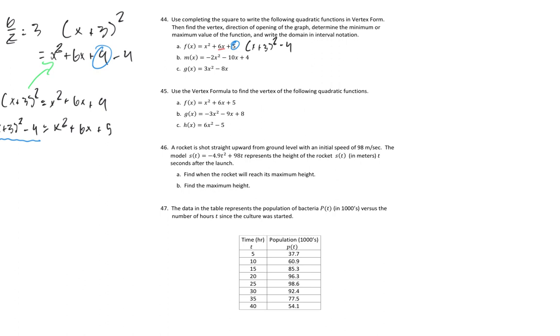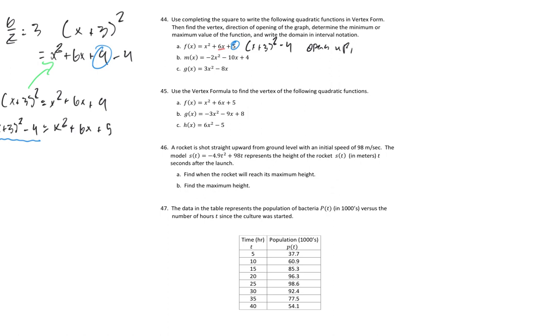Right? Okay. So this is in vertex form. So firstly, it opens up, because we have a positive out front. It's not negative. Determine the minimum or maximum value. So what's the vertex? Oh, we need to find the vertex, that's right.